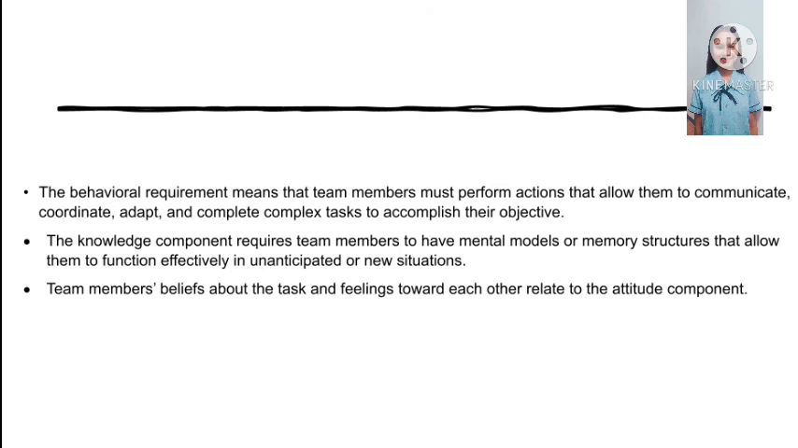So sa knowledge aspect naman dito makita yung competency ng mga team members when unnecessary and unanticipated situation happen. Dito makikita yung effectiveness ng mental models and memory structure nila. So last, attitude. Team members' beliefs about the task and feelings toward each other related to the attitude component. So sa attitude, dito makikita yung comfortable ba yung member doon sa task and also sa team niya. Malaking effect ang feelings ng mga member when doing a task since it is a team task.